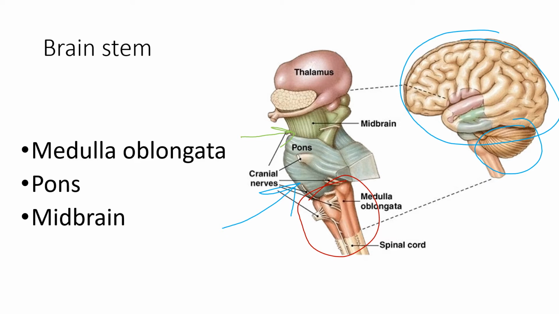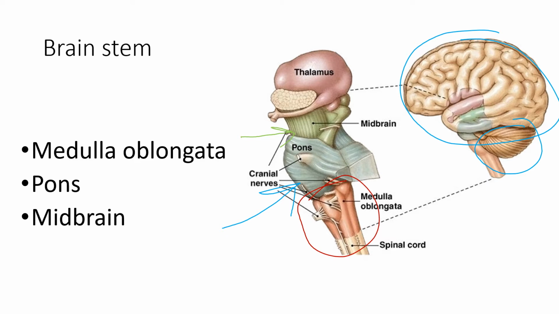So if we were to see all the cranial nerves, they would be coming out of here and going around the brain, and some of them would be going down into the spinal cord. We can see some of the cranial nerves here off of the pons, off of the medulla oblongata, but most of them originate from the midbrain.